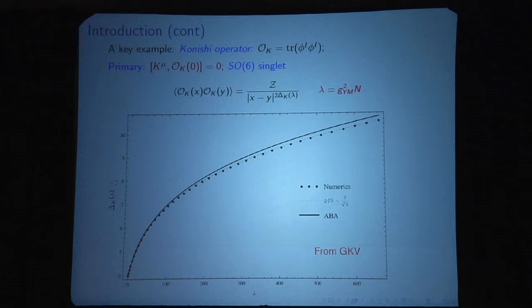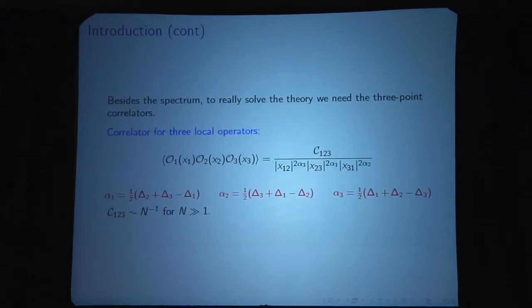This is a graph I took from 2009 from Gromov, Kazakov, and Vieira. I hope it's okay, guys. But anyway, this solid line shows what the dimension of this operator would be. Actually, not quite the Konishi, but a superpartner of the Konishi, using the asymptotic Bethe ansatz. And these dots here are the numerical calculations when you take into account the finite size effects. I'll come back to this chart in a minute.